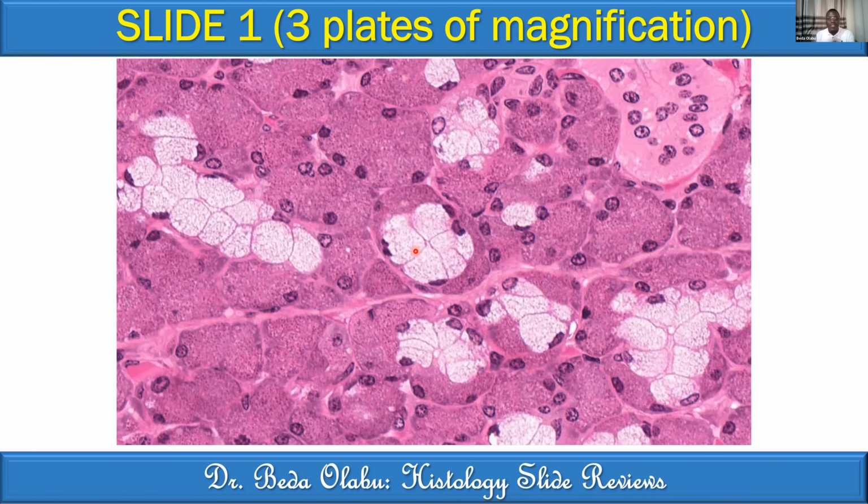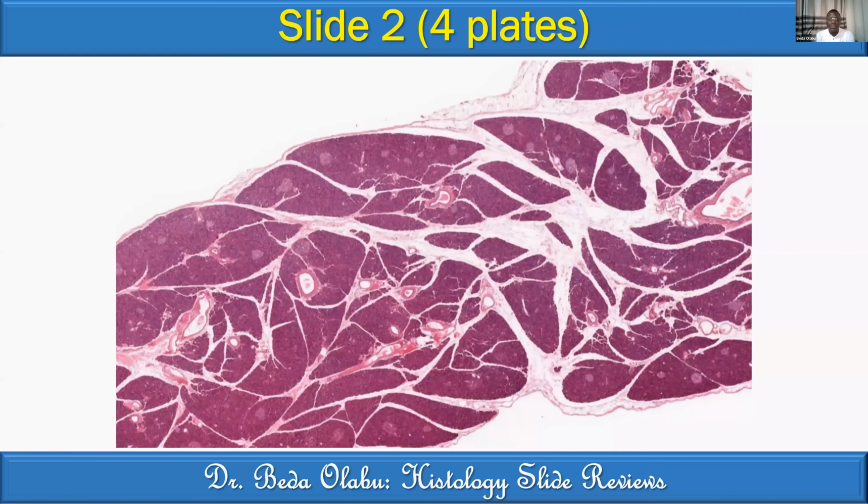Let's try slide number 2. So this slide number 2 has 4 magnifications. I'm calling them 4 plates. I'm giving you 30 seconds to look at that particular magnification and just jot down the features you see at this level of magnification. Just write down at your end. Pick out some 2, 3, 4 things that stand out for you at this magnification.